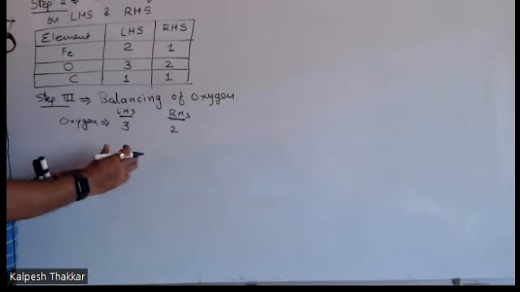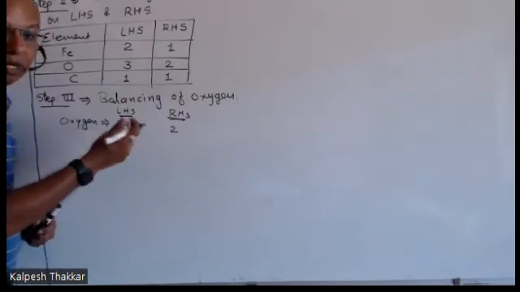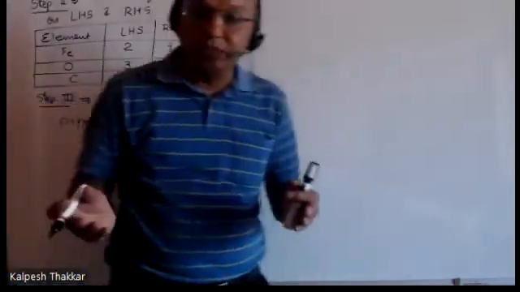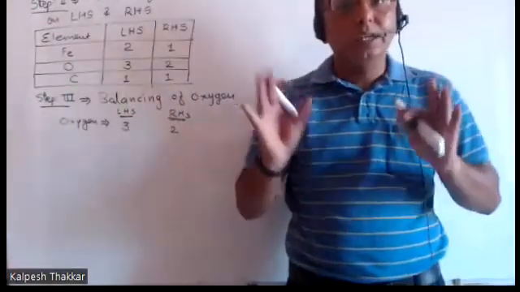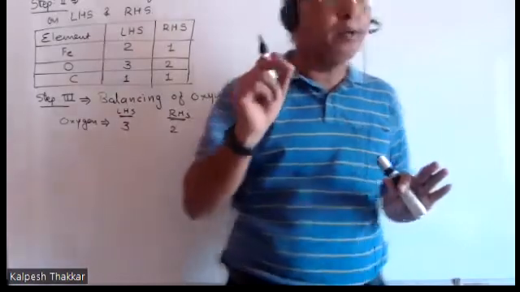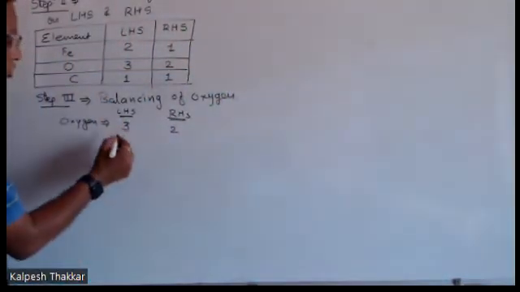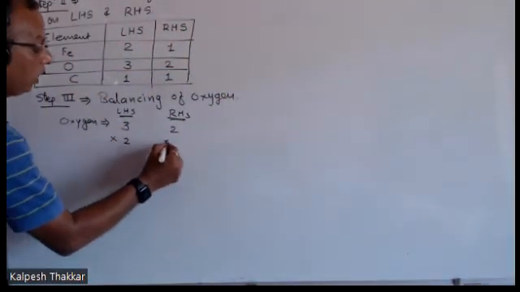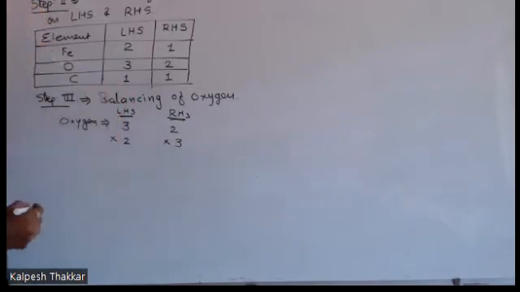So now, what to do? How is it to be balanced? Friends, one number is odd, another number is even. So the simple method is to cross multiply them. This is to be multiplied by 2 and this is to be multiplied by 3, friends.